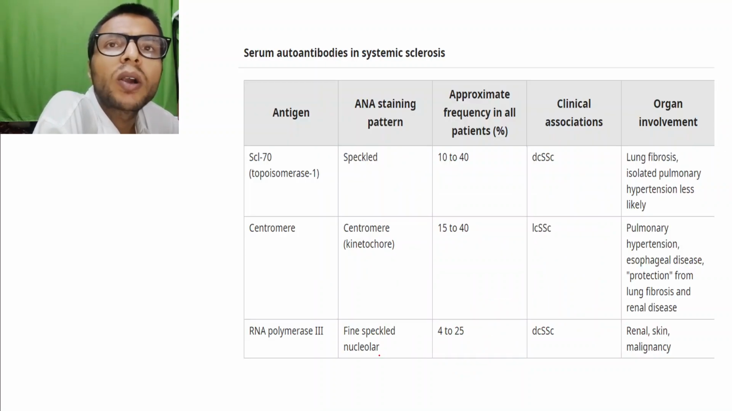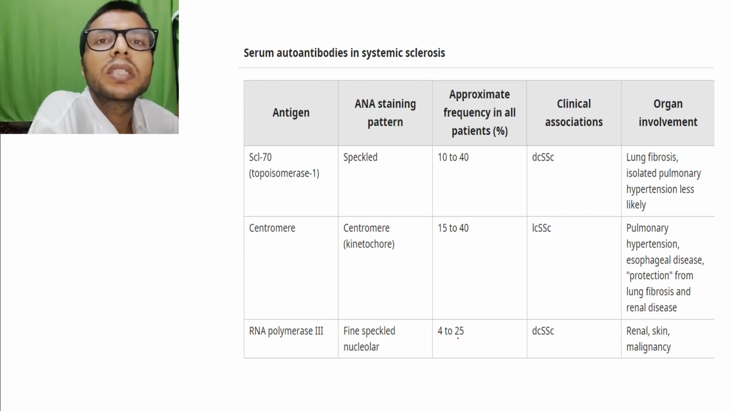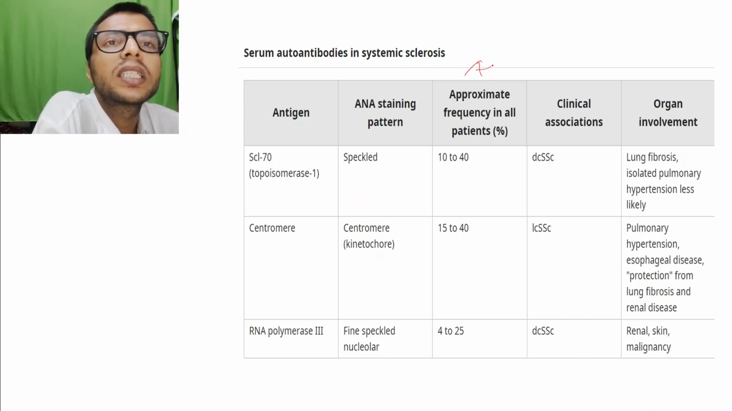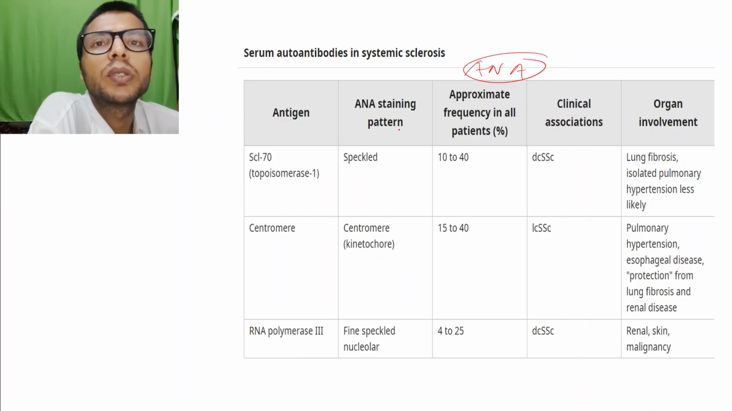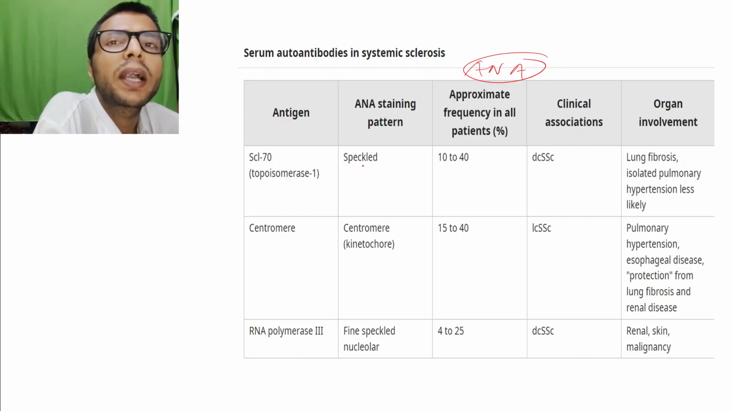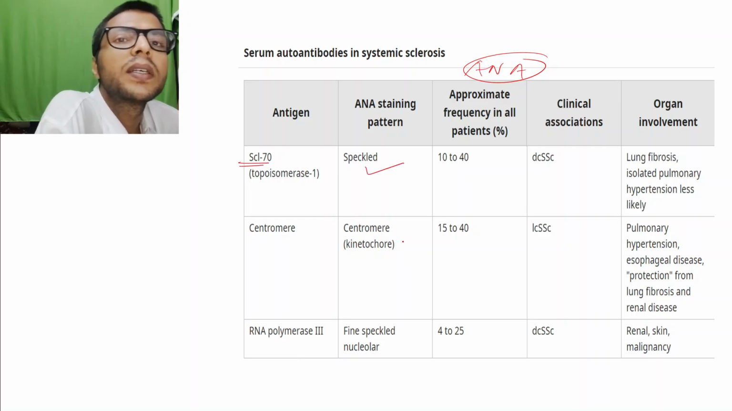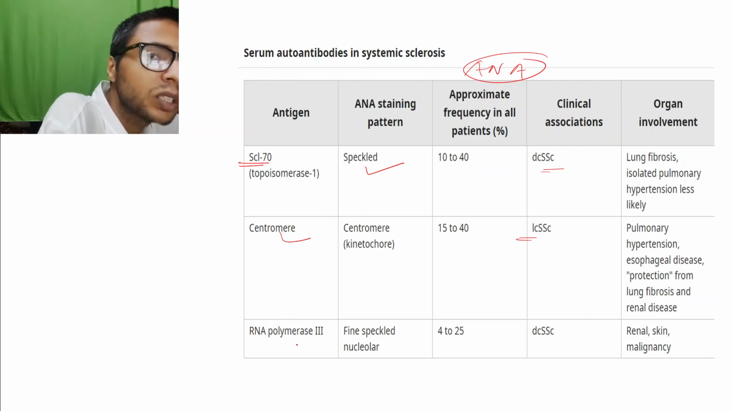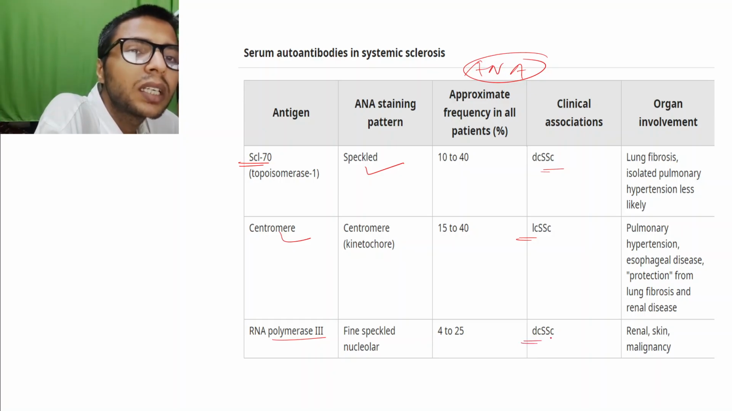And these are various autoantibodies that you can find in systemic sclerosis. ANA, you can see 90% of the patients are ANA positive, and there are a variety of speckled patterns of ANA, like a speckled pattern in SCL70, and you can see it more frequently in diffuse cutaneous systemic sclerosis. If there is centromere antibody, it is most likely limited cutaneous systemic sclerosis, and RNA pol3 antibody, most likely diffuse cutaneous systemic sclerosis. But it is not found in 100% of the patients.